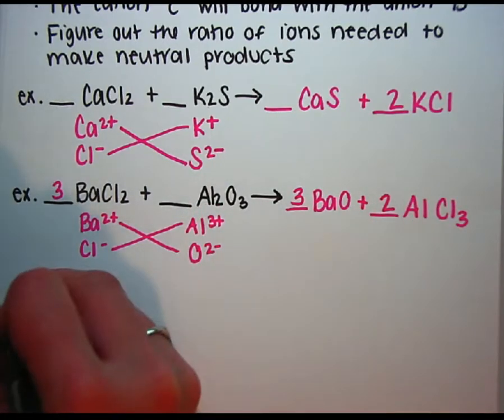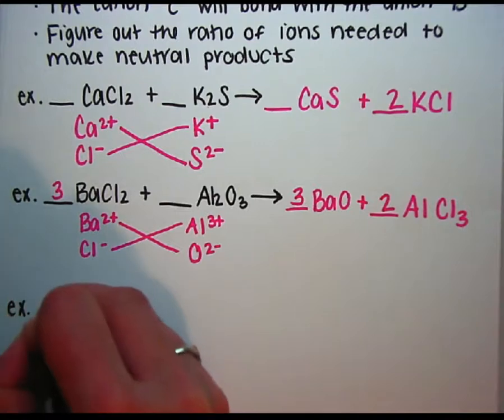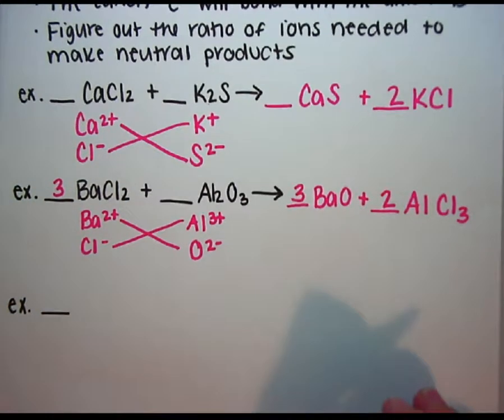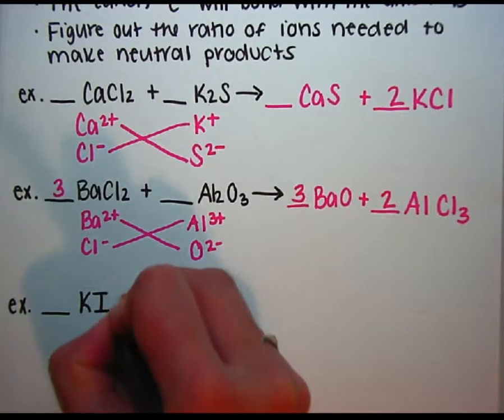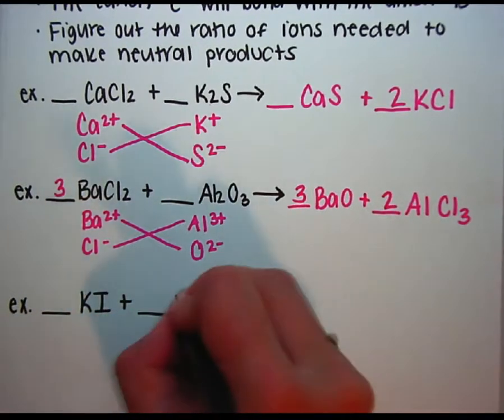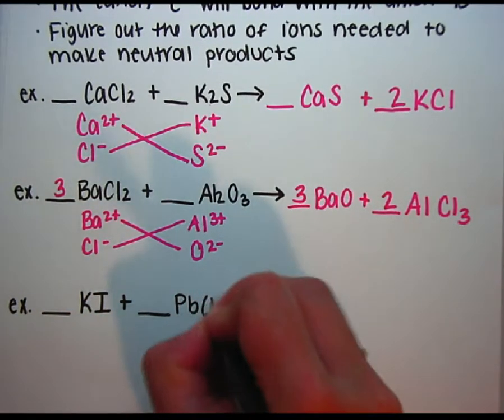Let's do one more with a polyatomic ion. Let's do potassium iodide plus lead 2 nitrate.